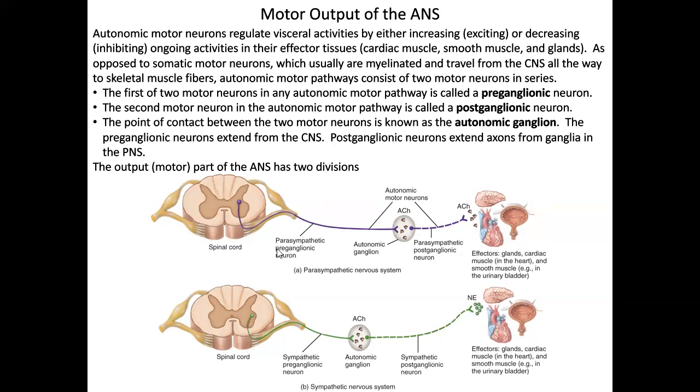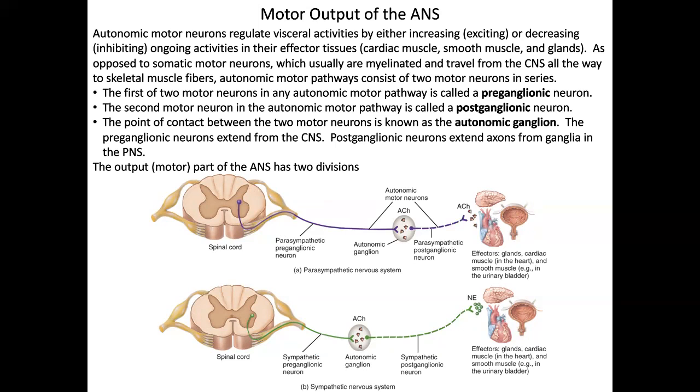Hopefully by now you know that pre means before and post means after. If you didn't know that, now you do. So the preganglionic neuron comes before the ganglion. The postganglionic comes after. The preganglionic comes out of the brain or spinal cord, in this case the spinal cord. It then synapses, releasing neurotransmitters that activate the postganglionic neuron, and the postganglionic neuron then travels to the actual effectors. So we still get there, it just takes a couple extra steps because we've got two neurons instead of one.